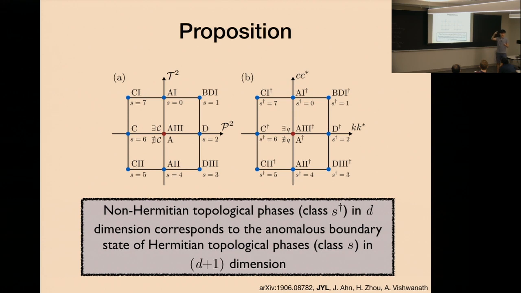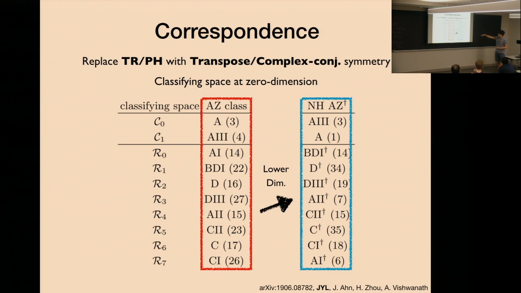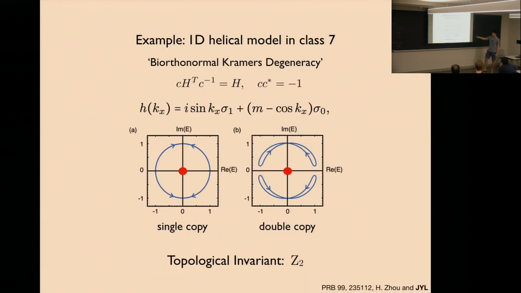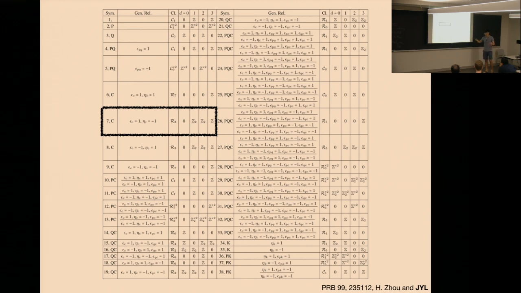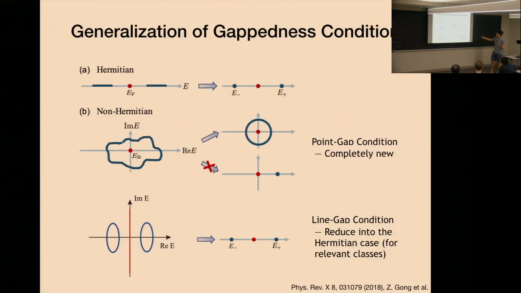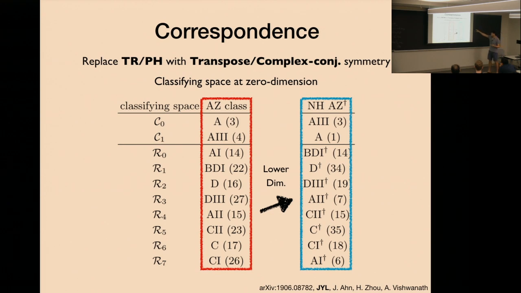One may think that complex conjugation symmetry generalizes time reversal, but actually complex conjugation symmetry behaves more like a particle-hole symmetry, which guarantees eigenvalues appear in pairs. And transpose symmetry actually gives rise to a Kramers degeneracy. We called it a bi-orthonormal Kramers degeneracy, and we proved it. It's actually simple: when the transpose symmetry squares to -1, then we can show there's an exact Kramers-degeneracy-like behavior. Since this is non-Hermitian, transpose and complex conjugation are different, and each of them can be commuting or anti-commuting with the Hamiltonian. So these equivalence classes are labeled by epsilon C, epsilon K, and also the commutation between those symmetries.